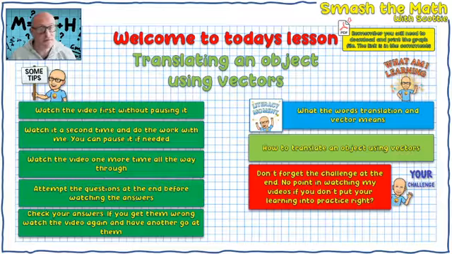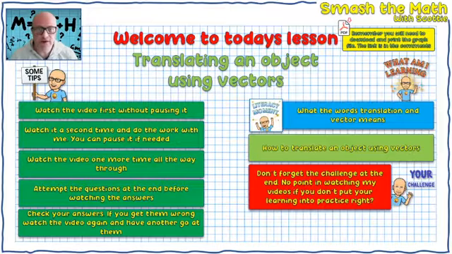Right, okay, so a couple of things we're going to do today. First, we're going to look at what the words translation and vector mean. Then I'm going to show you how to translate an object using those vectors. And remember, don't forget the challenge, because you want to be able to do the challenge at the end. Otherwise there's no point in watching this if you're not going to put your learning into practice.